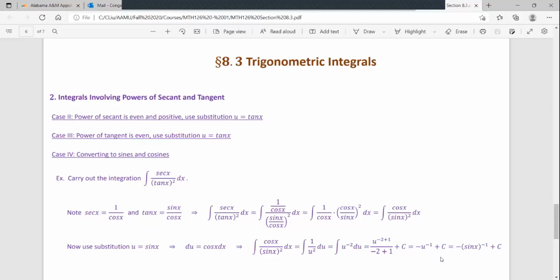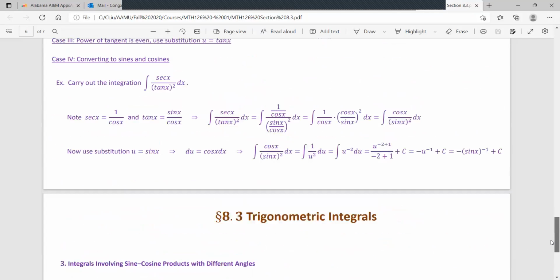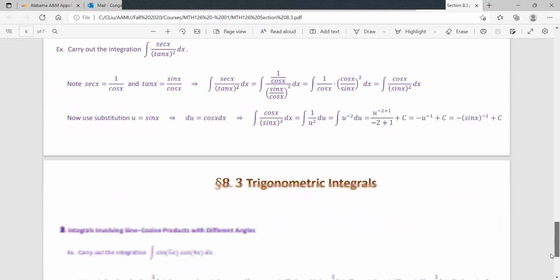Any questions for this example? So this one is very straightforward, I think, compared to the examples we just did previously.